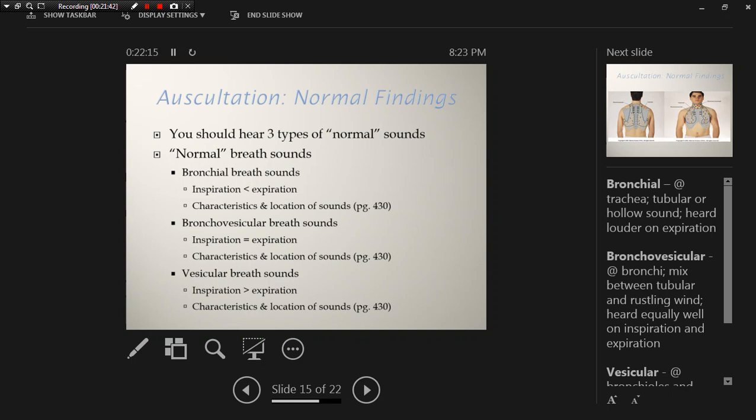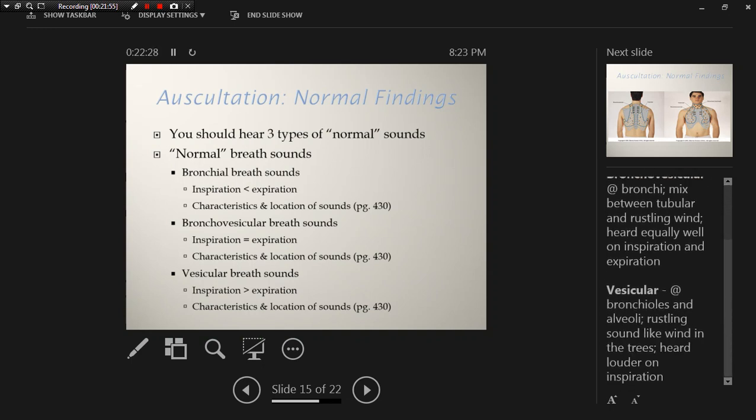And then the most common sound that you're going to hear, because it's most of your lung fields, is vesicular. This is your alveoli and your bronchioles. On inspiration, it's always going to be greater than expiration. And this sound is typically going to sound like rustling leaves through trees. The bronchial, bronchovesicular, and vesicular breath sounds.